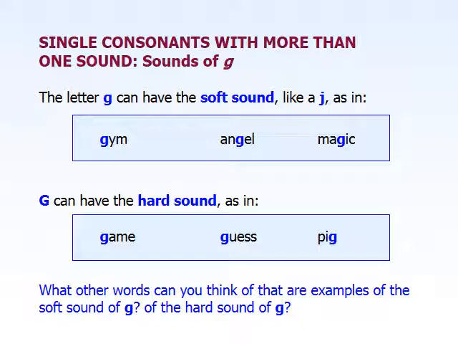So again, just like C, we see that when G is followed by a Y, an E, or an I, it's the soft sound, like a J. And when it's followed by anything else, it's a hard sound.